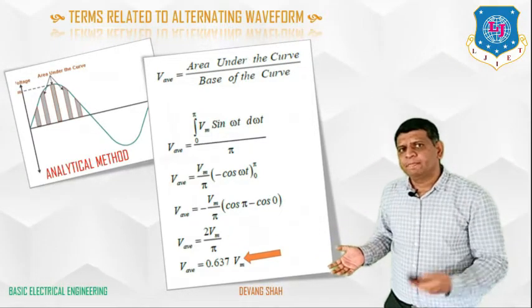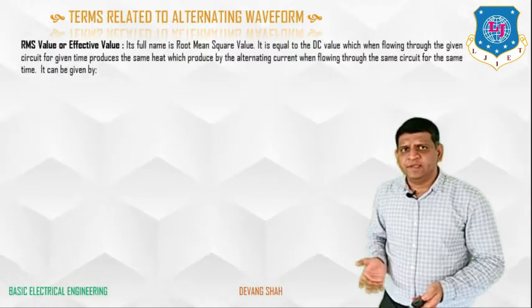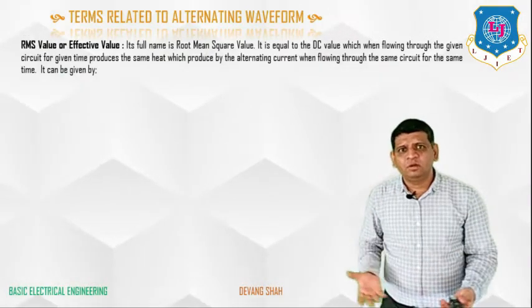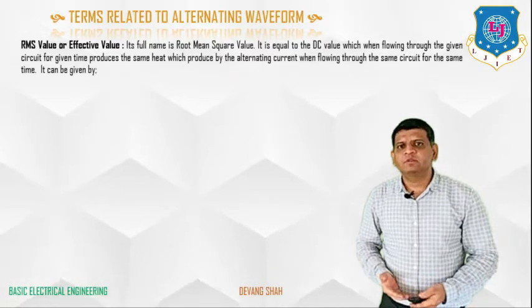In the same way, we can find the root mean square of this AC signal, which is called the RMS value or effective value. Its full name is the root mean square.